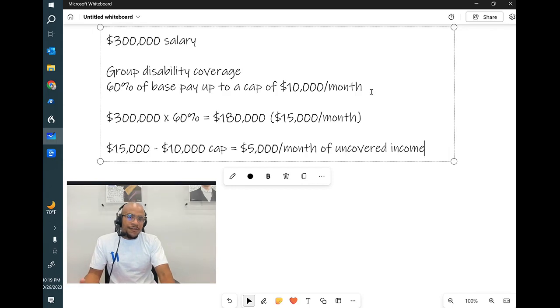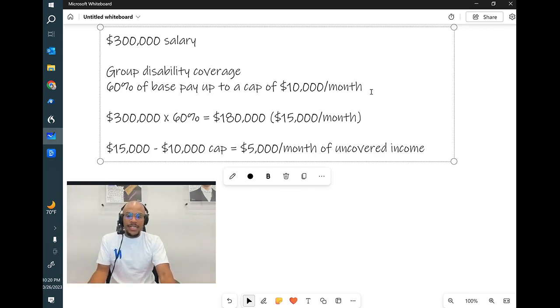Now, oftentimes when you have coverage through your employer, it's called group disability coverage, and they will replace a certain percentage of your income. You might have a policy that replaces 60% of your base pay, but they also often pair that percentage with a cap, just like with the 401k match. So for example, they may say, in terms of your benefits for disability insurance, if you're totally disabled, we will give you back 60% of your base pay up to a cap of $10,000 a month.